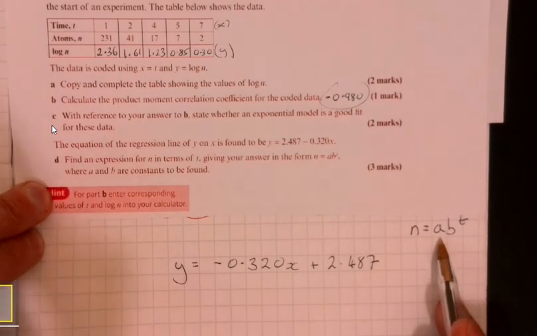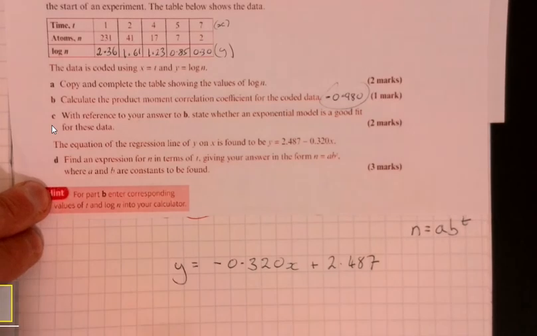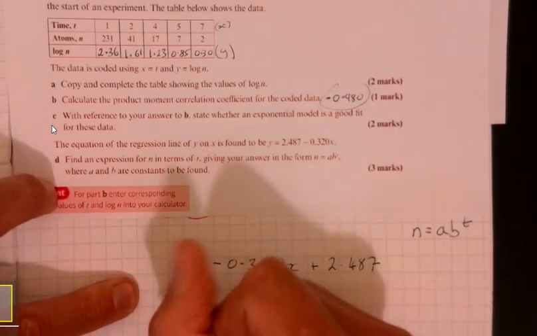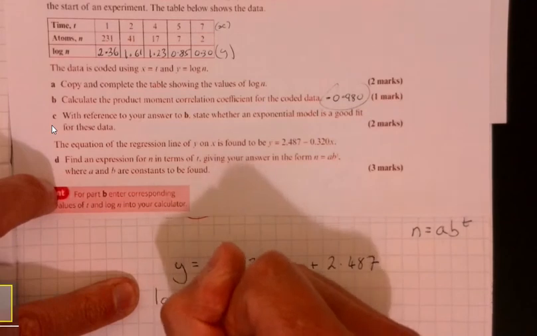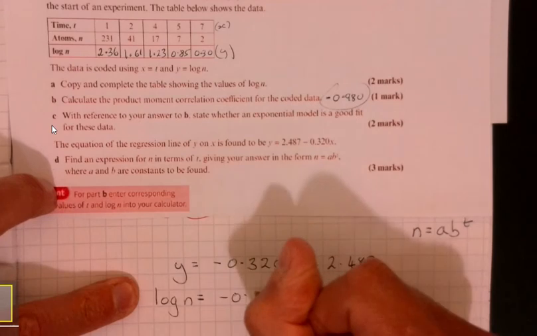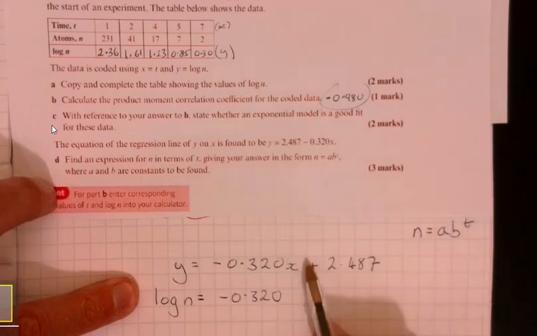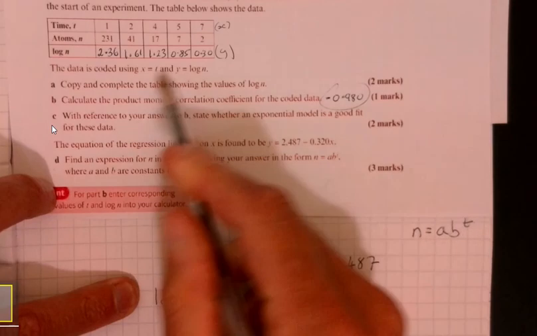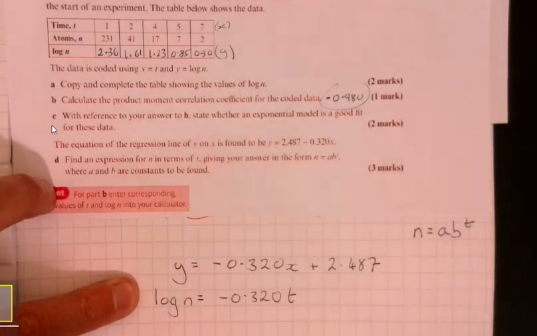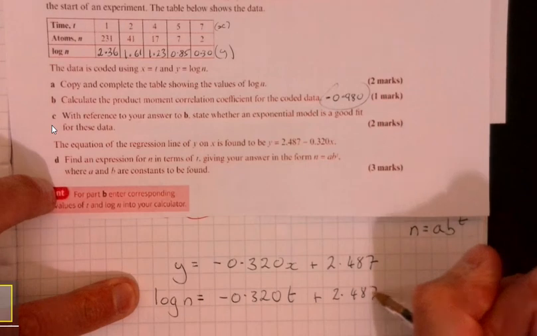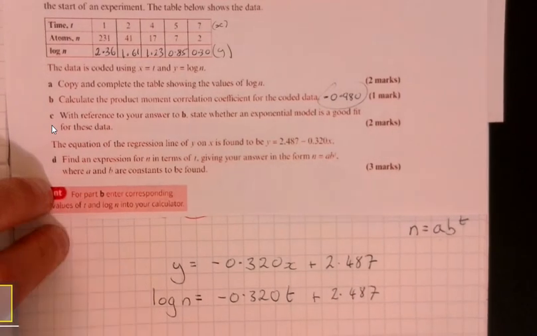Let's think about what we know. What is y? y is log n. Let's write this out a nicer way, it actually makes sense of what we've really got. And then we've got minus 0.320x, they're using t. To be honest, I would have just left it as t in the first place, changing the letters is probably more confusing, plus 2.487.